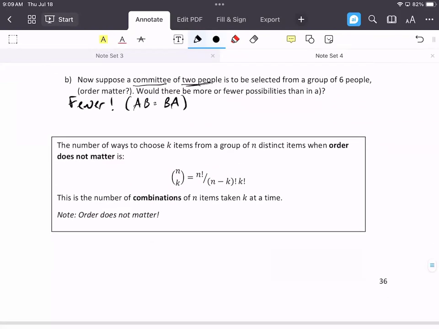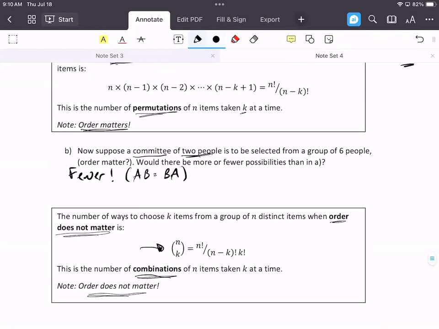Now, if you've seen combinations before, you'll see this. The number of ways to choose k items from a distinct group of n when order does not matter is n choose k, or n factorial divided by n minus k factorial times k factorial. This is the number of combinations of n items taken k at a time. And you're like, well, the formula looks pretty much identical. They are very close, but here you're also divided by this k factorial. This gets rid of duplicates.